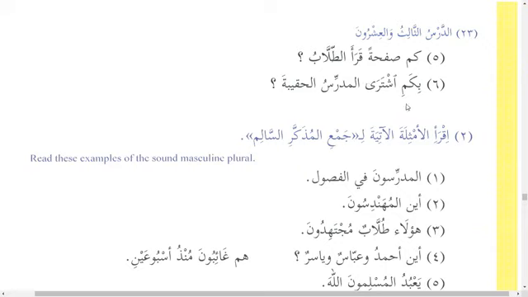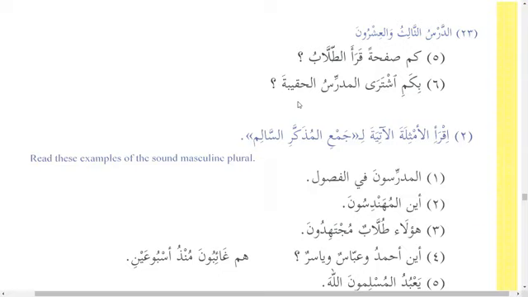Okay. بكم اشترى المدرس الحقيبة؟ How much did the teacher buy the bag for? اشترى المدرس الحقيبة ب80 ريالا. Excellent. Or we can say اشتراها, where ha refers to the bag. اشتراها ب80 ريالا. Or you can also say اشترى المدرس الحقيبة ب80 ريالا. For 80 riyals.